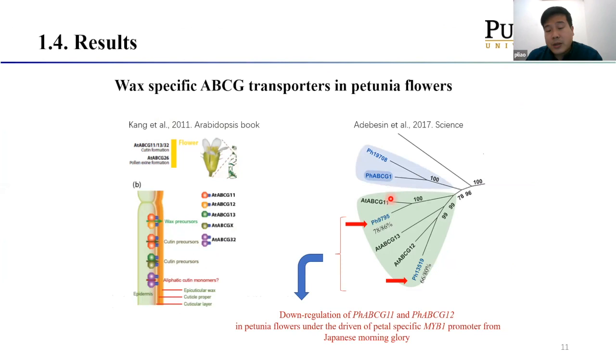Previously we already had transcriptome data from petunia flowers. By searching this RNA-seq data, we found two homologs. One is the homolog of Arabidopsis ABCG11, and another is the homolog of ABCG12. They respectively show 78 and 66% identity. So we wanted to downregulate ABCG11 or ABCG12 in petunia flowers under the driving of a petal-specific MYB1 promoter from this plant.